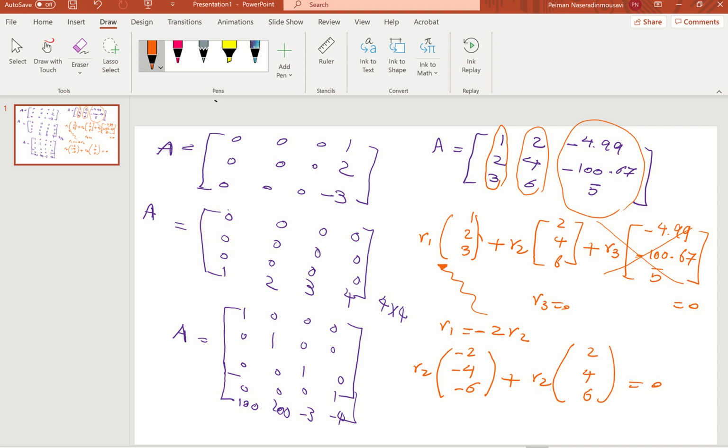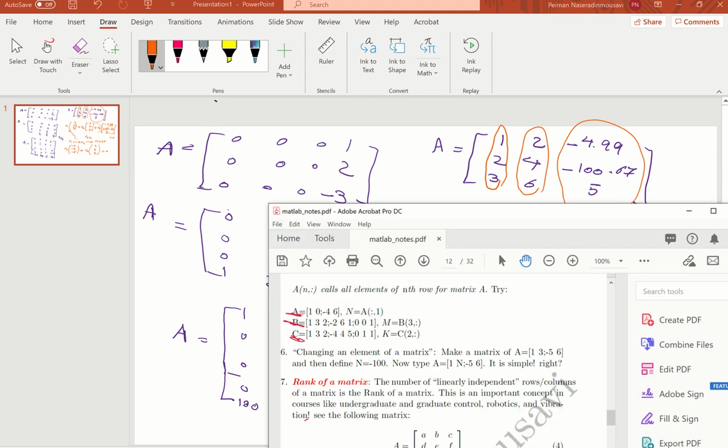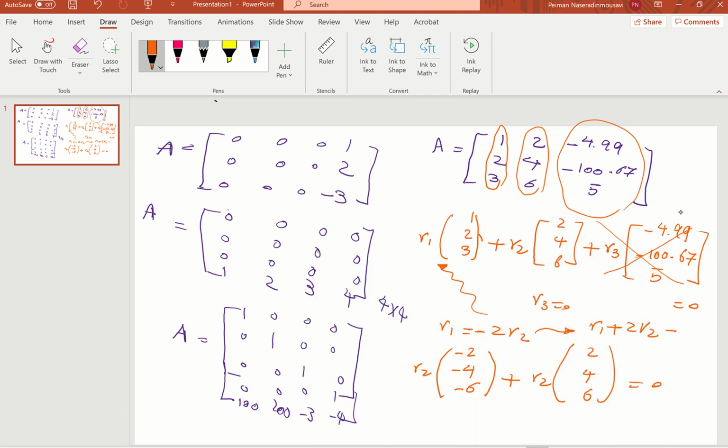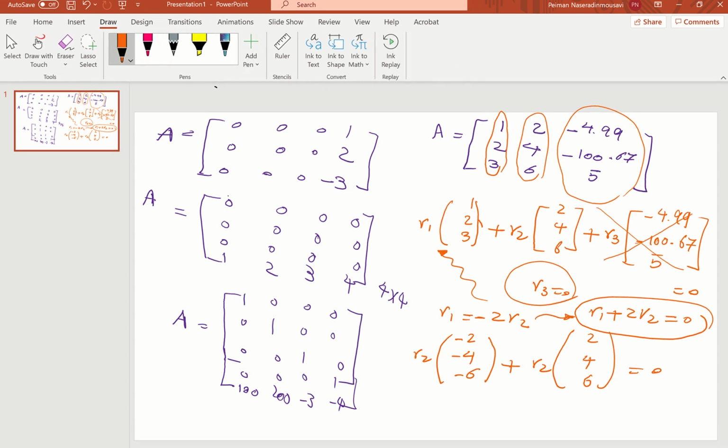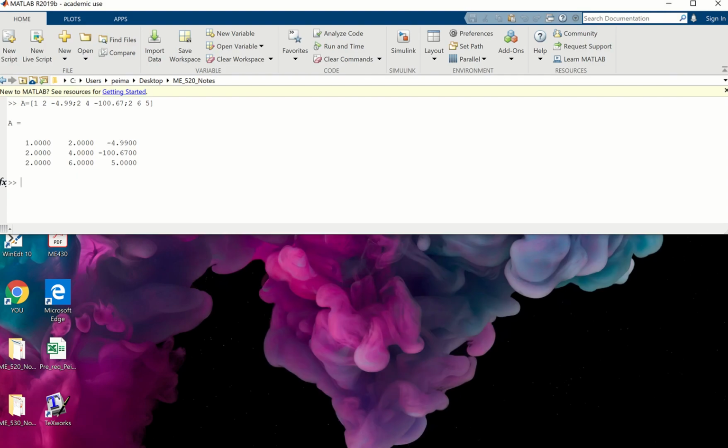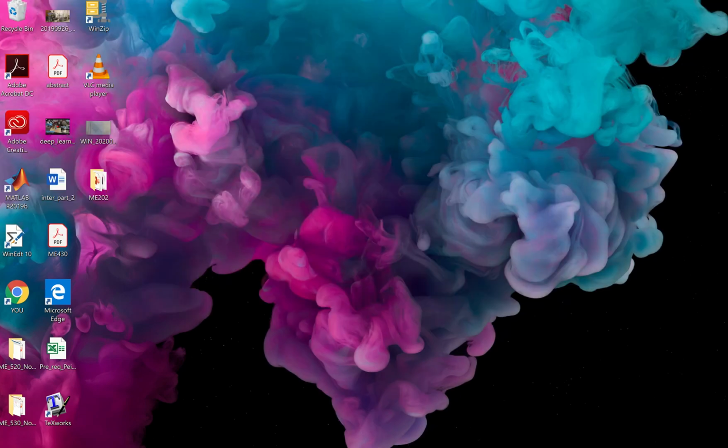So you see that there's a relation between these guys. R1 plus 2R2 is 0. So it says that only R3 is 0. That's right. So R1 and R2 are not 0, because it's a trivial option. So it says that the columns of this matrix are linearly dependent, guys.